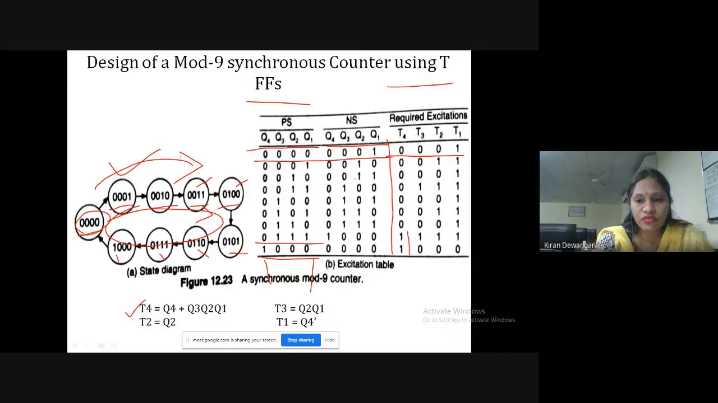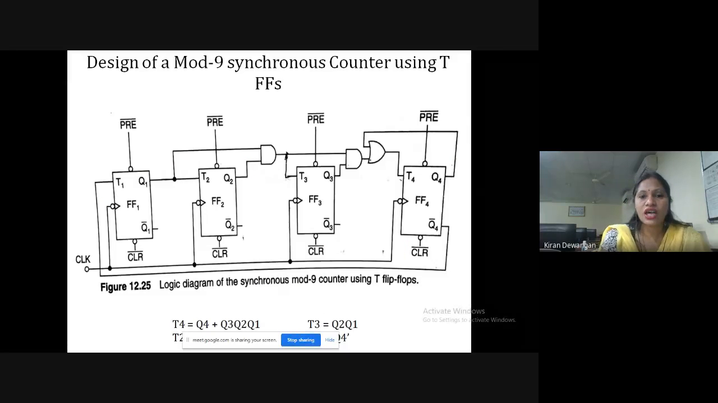Not only from this, we'll have to consider the other combinations, that is from 9 to 15. Those will be don't cares. And then finally we'll write the expressions for T4, T3, T2 and T1. Okay. Now this is how it is designed. चलो.